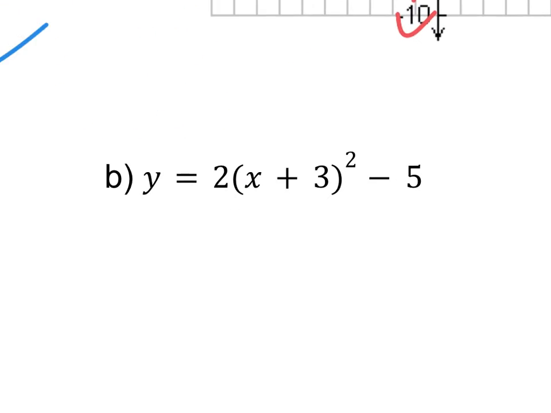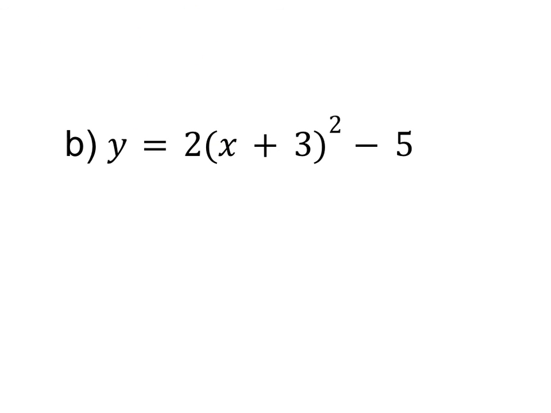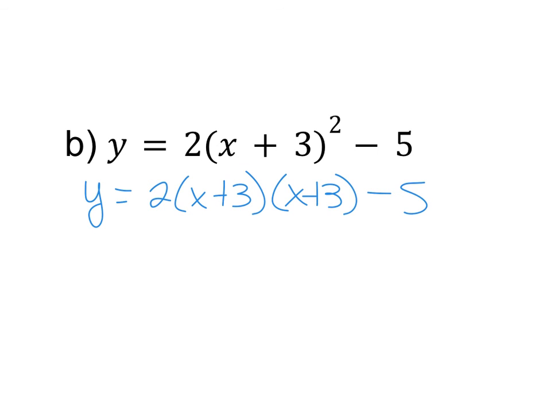Okay, one more of these. And this one has one more step, but that's okay. So if you notice on this one, this has a number out front too. And I'm going to show you what to do with that, but don't forget about it because it is important and it plays a role. So let's first write it out in expanded form. So it's going to be y equals 2 times x plus 3 times x plus 3 minus 5. Okay, so that's what that is in expanded form.